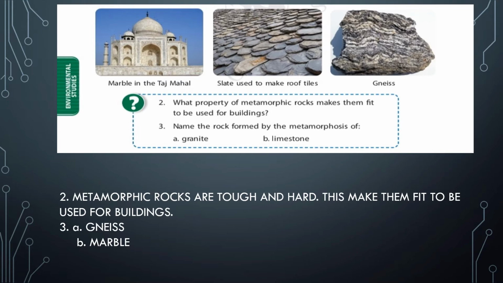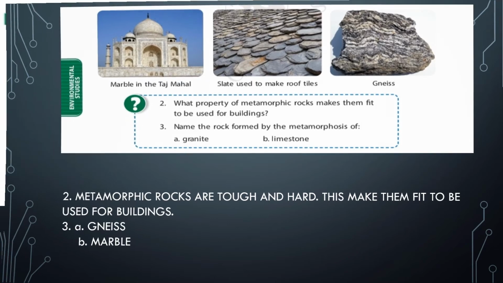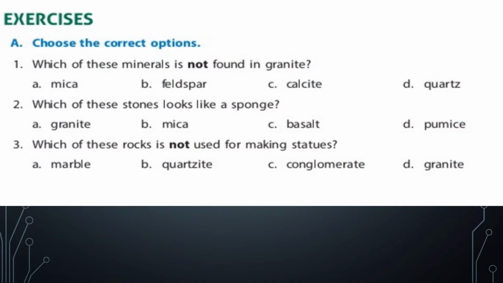Now let's go to the text exercises. The first section is choose the correct options. Question number 1. Which of these minerals is not found in granite? There are 4 options: mica, feldspar, calcite, quartz. Answer is calcite.